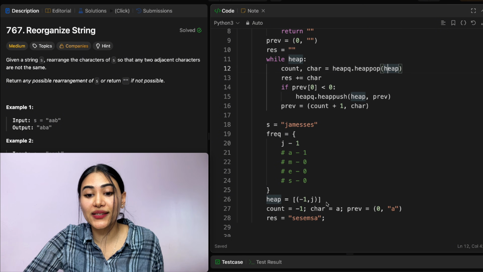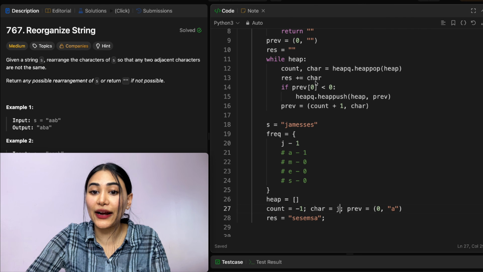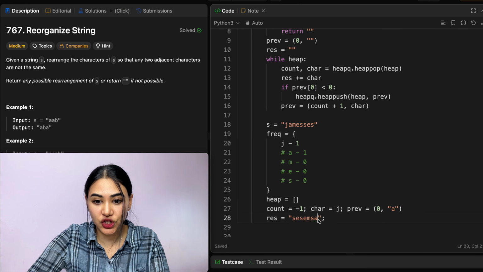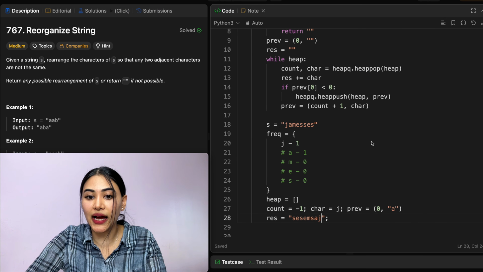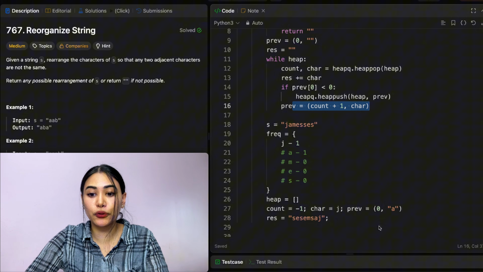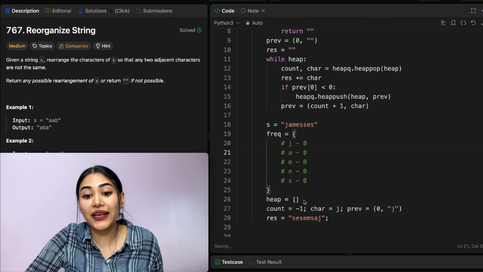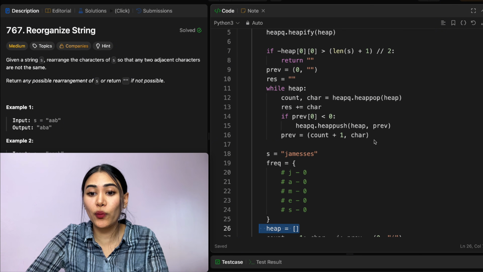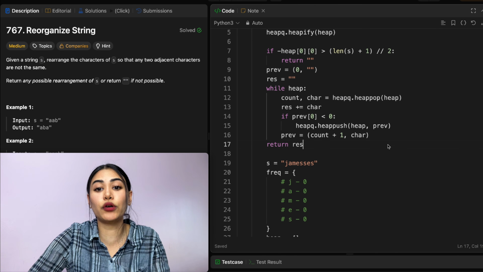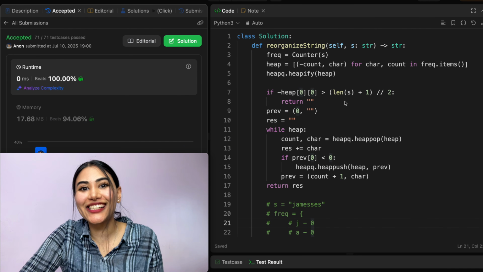Going back in our loop, this is true, heap is not empty, so we pop off, we get negative 1j. We add our character to the end of our string, so it's going to be j. Can we bring the last thing we set aside back into the mix? We can't, the count was 0. So all that's left to do is set previous to be count plus 1, which is 0, and character, which is j. Now we go in this loop, but heap is empty, so there's nothing to do, and all we need to do really is just return our resulting string. So let's go ahead and submit this, and it is accepted.